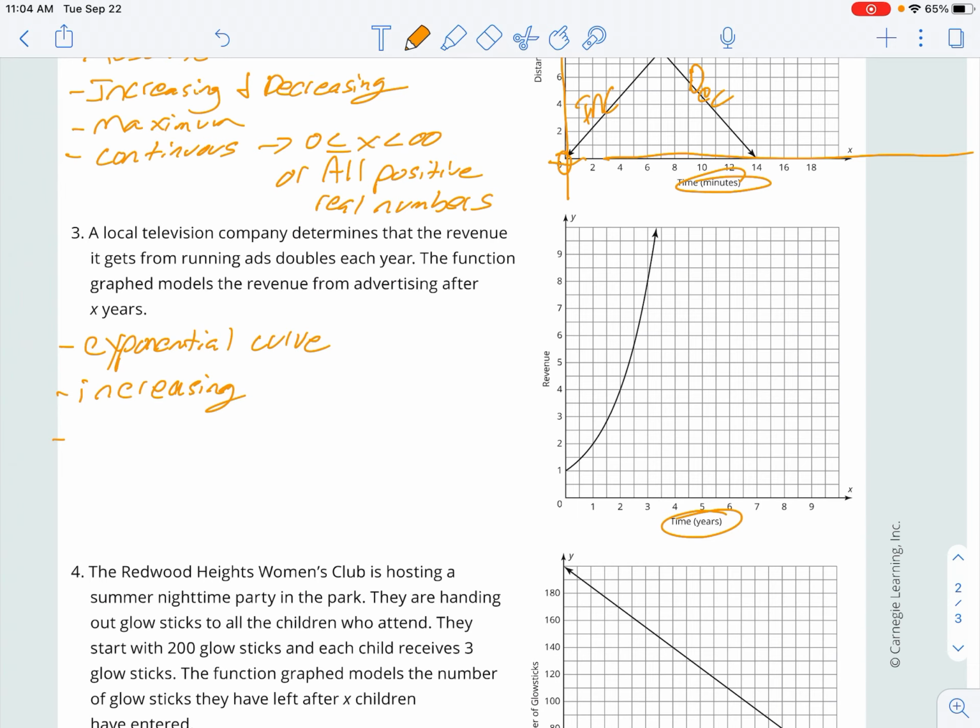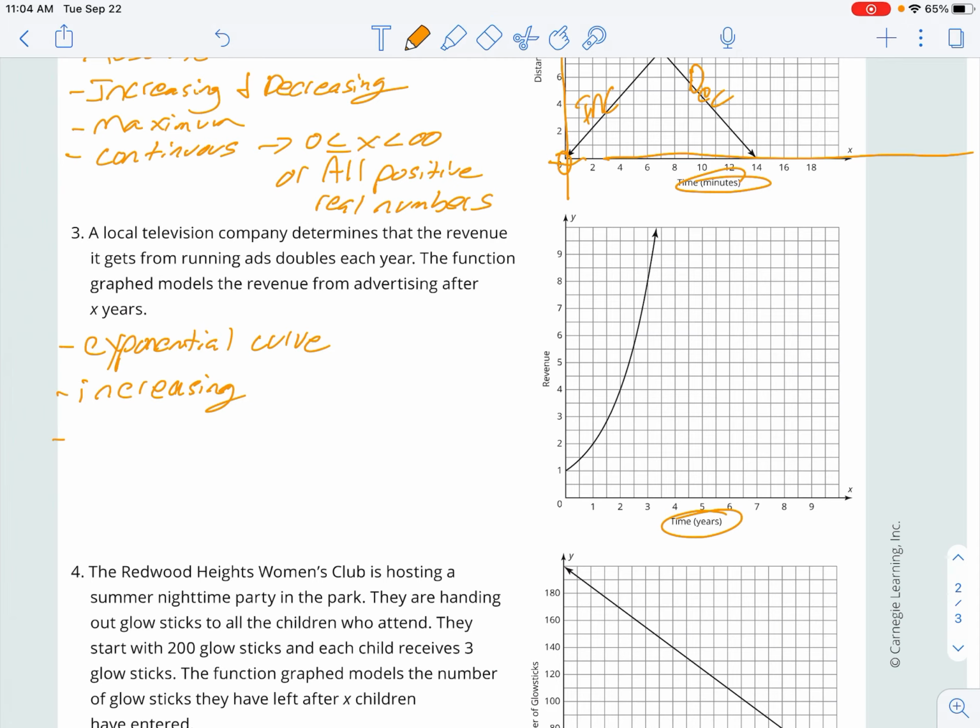I think you could actually argue this one either way. I would have actually thought this one would be considered discrete myself, because it says it doubles each year. Now, I'm looking at the key, and the key says continuous. But if it's doubling every year, I don't know. I'm thinking it would have been called discrete because it doubles every year.